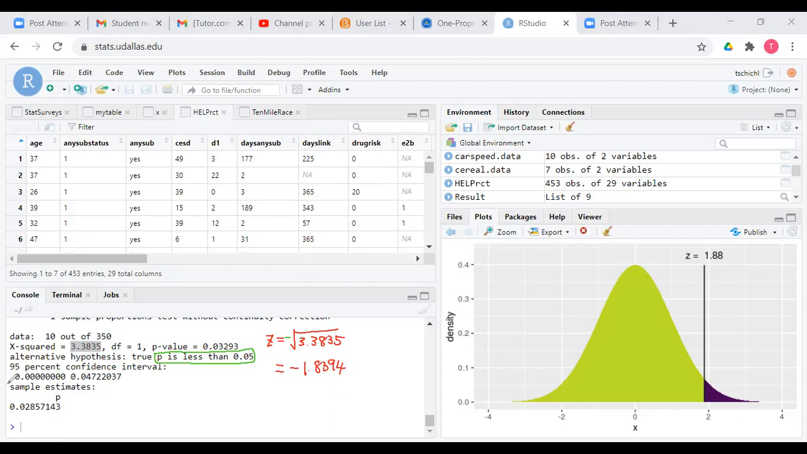So this sample estimate here, this is what we call the p-hat. This number here will give you 10 out of 350. So it's pretty cool, right? R will give you the same answers here. Okay, so that is how to use R here.